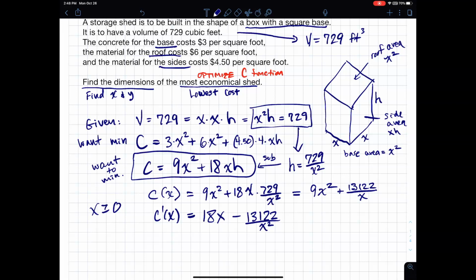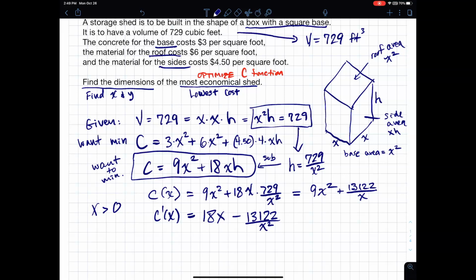And when am I going to possibly find a minimum value for this function? Either at the endpoints, which I really don't have any endpoints. Actually, I shouldn't have even said that it can be 0. So I'm going to take that off. X has to be greater than 0. It can't be equal to 0 because then I got no volume. And it could be very, very big. So I don't really have any endpoints.